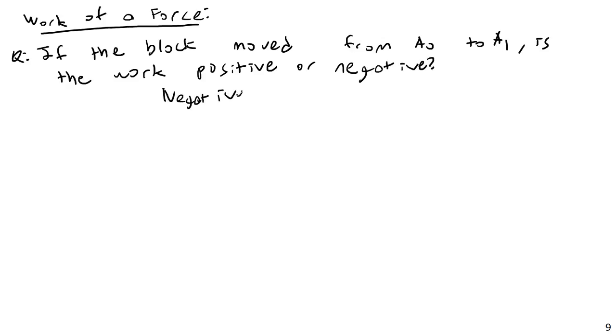And the reason is because we have our delta x this way and our force this way. Our force is directly opposing our motion. And so whenever you have the force directly opposing the motion, the work has to be negative.